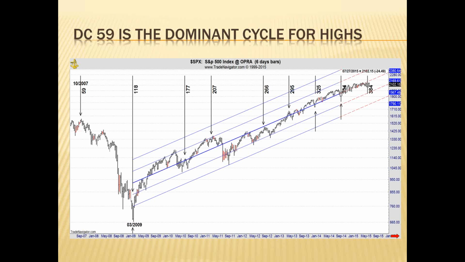So these cycles have inverted. They should be giving us highs. Typically, the 59s give you highs, and now they're giving you lows. What does it mean? Well, if you go way back to 2009, you can see that that very, very important crash low itself came on a 59 cycle. So they can invert. They have inverted in the past, and no doubt they will invert again in the future.